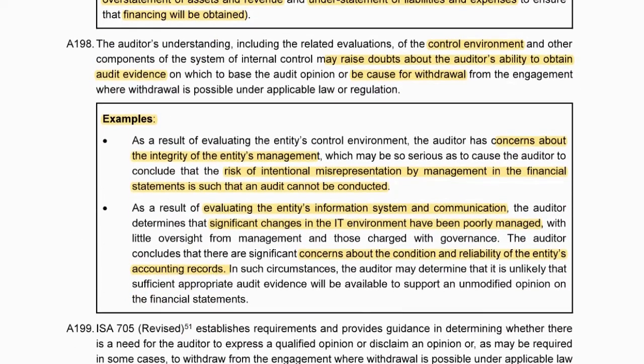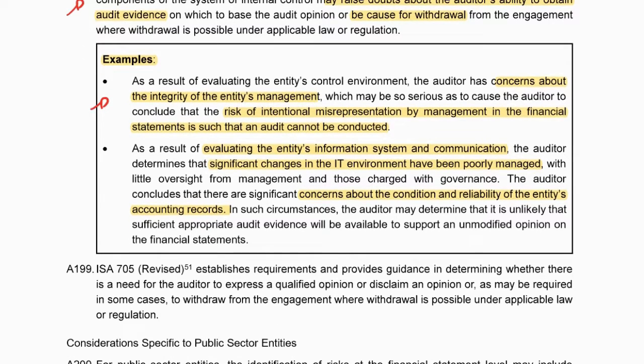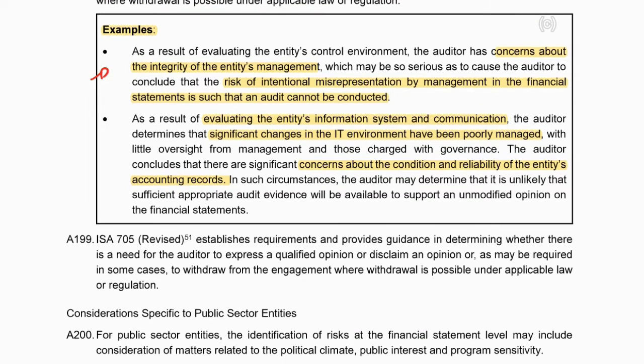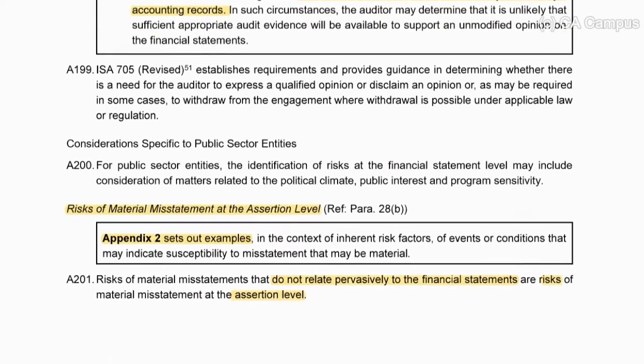Okay, so concerns with the control environment. Then again, any concerns about the integrity of management. So, were there concerns with management integrity? Because I know I need to include those risks at a financial statement level. Also, were there concerns with the information system and changes in the IT environment? Because those affect the risk at a financial statement level, so I can now go and include those.